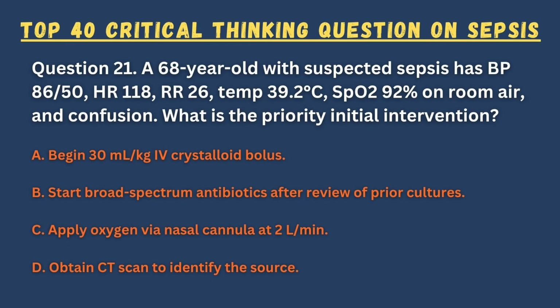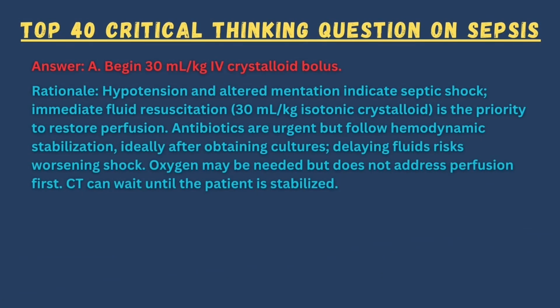degrees Celsius, SpO2 92% on room air, and confusion. What is the priority initial intervention? A. Begin 30 milliliters per kg IV crystalloid bolus. B. Start broad-spectrum antibiotics after review of prior cultures. C. Apply oxygen via nasal cannula at 2 liters per minute. D. Obtain CT scan to identify the source. Answer. A. Begin 30 milliliters per kg IV crystalloid bolus.